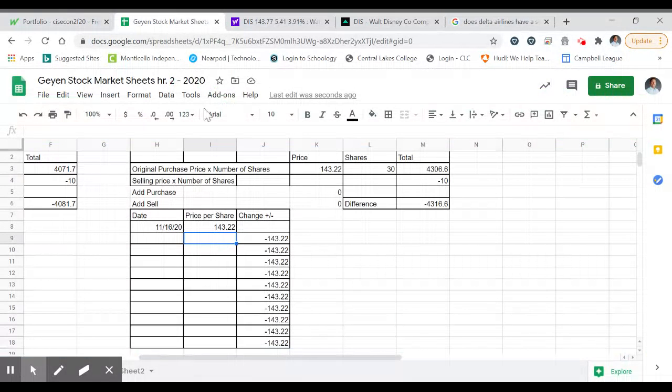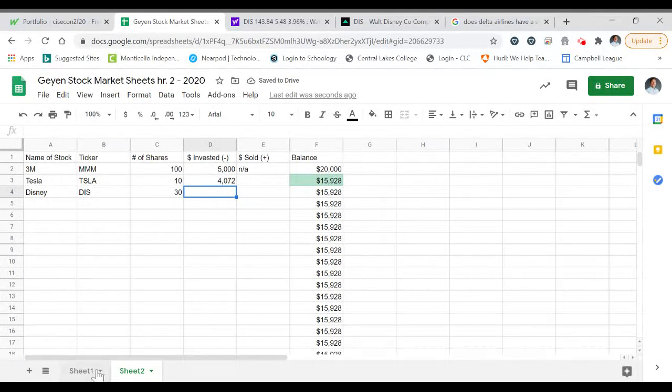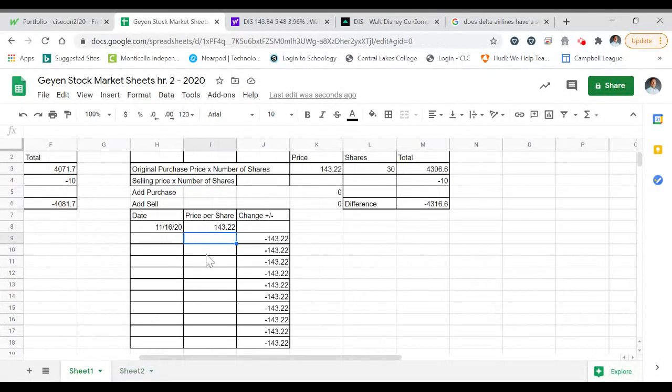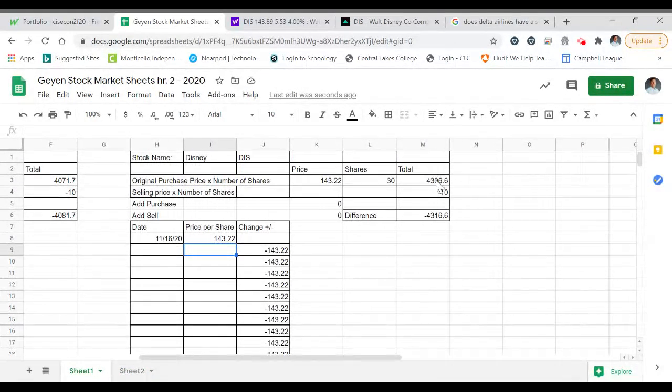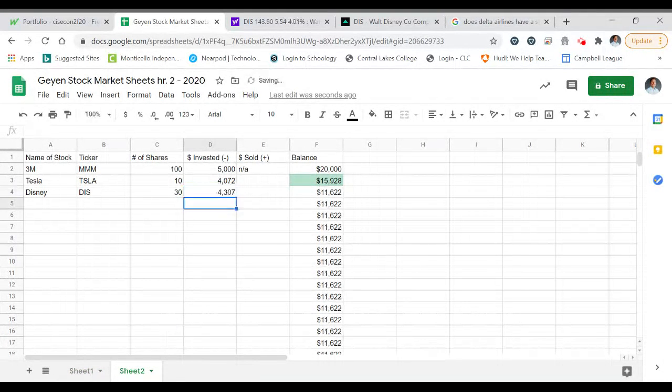Now, what was the total amount that I invested? So now I'm going to go back here to sheet 1. And my total amount I invested is right here, 4306.6. And then calculate that I have about $11,622 left. I go to my portfolio, $11,600 left. It's off by a little bit. That's okay. So don't worry too much about that.